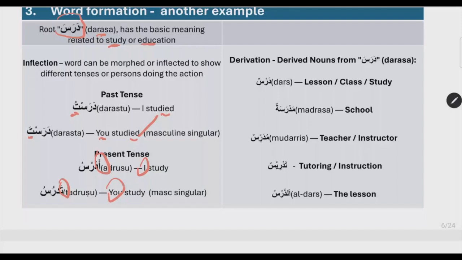Then in terms of derivation, here we have darsun, which means a lesson. Madrasa, the place where we study, or school. Mudarris is a teacher or an instructor. And here you can even have the feminine version, which is mudarrisatun, if you add a ta at the end, making it a female teacher. Okay. And then you have tadris, which means tutoring or instruction. And then the word dars, you can even add an al on it, or you can add al on all of these words. You can have the school, you can have the teacher, etc.